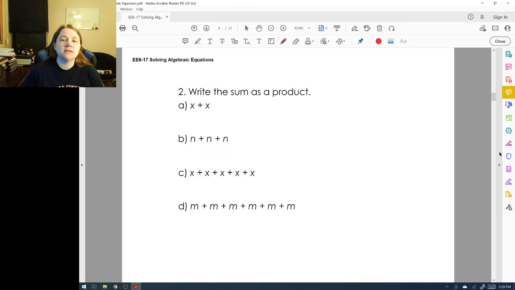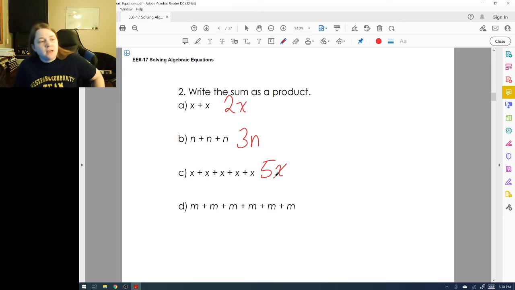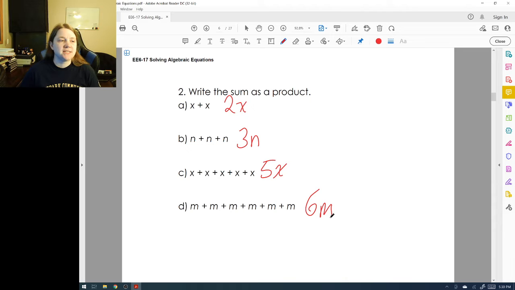Now they want you to write these as a product. So instead of writing multiplication as addition, now they want us to write addition as multiplication. If I'm adding the number x 2 times, that means there are going to be 2 x's. If I'm adding the number n 3 times, that means there are going to be 3 of the number n. If I'm adding the number x 5 times, that means there's going to be 5 x's. And if I'm adding the letter m 6 times, that means there's going to be 6 m's.